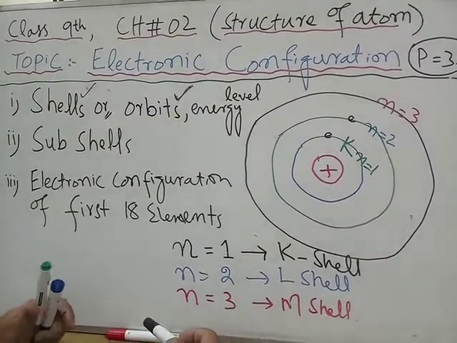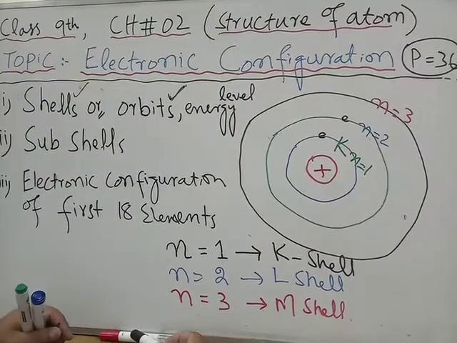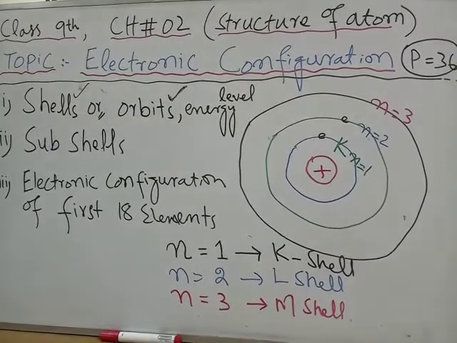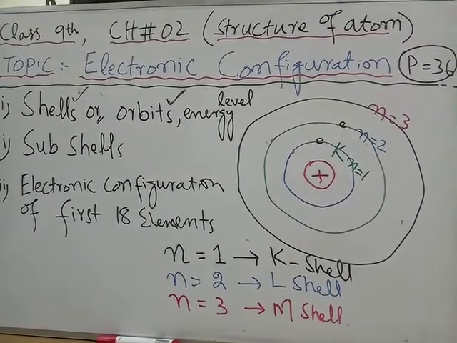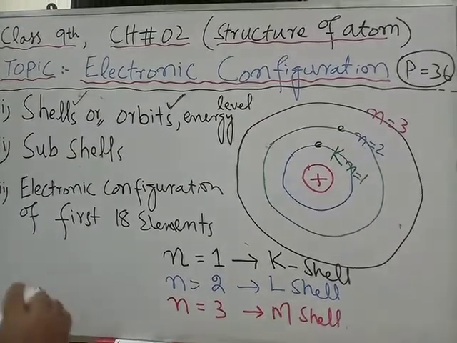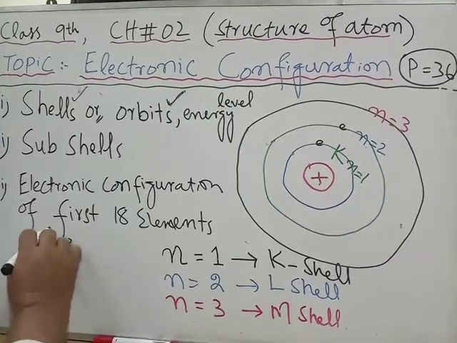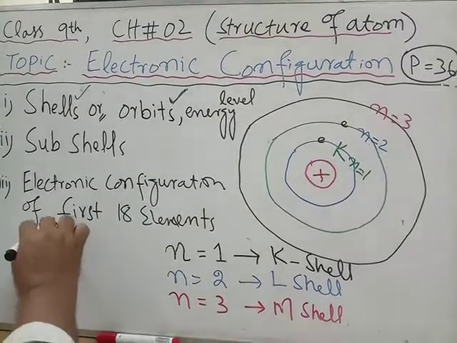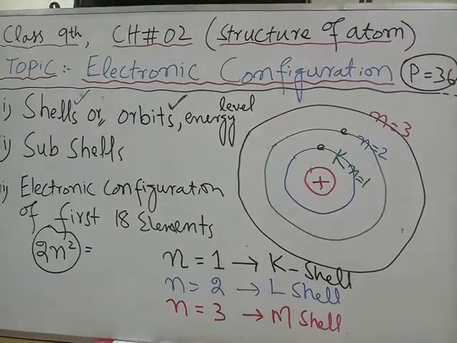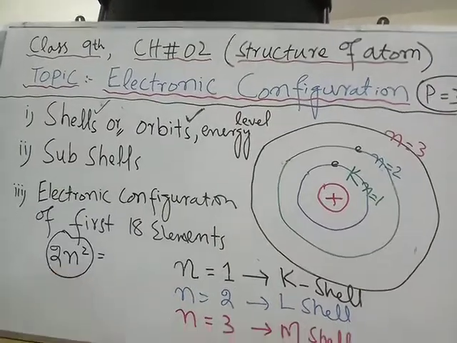Let me explain something here which is not given in your book, but is important. Remember how many electrons can be accommodated in a particular shell. Bohr introduced a formula for this, which is 2n square. 2n square is the formula for determining the number of electrons that can be accommodated in a particular shell, where n is the number of the shell.